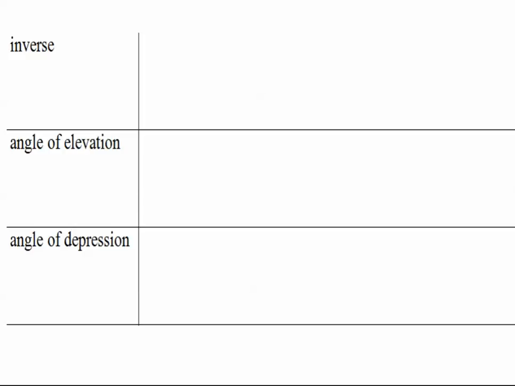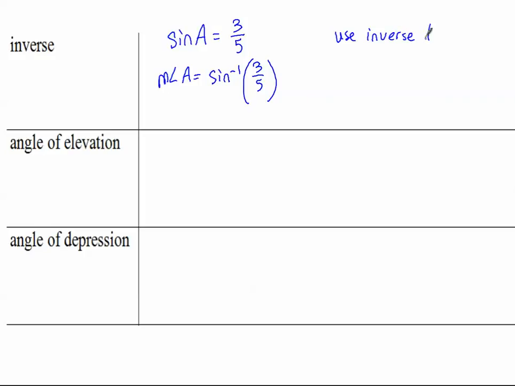We use the inverse. That's when we say sine to the -1 of some ratio, or cosine to the -1 of some ratio. That's when we want to find an angle measure. We want to find the measure of an angle, we do the inverse sine. Let's start with writing what it would look like. So if I said the sine of A equals 3 over 5, I want to find the measure of angle A by doing the inverse sine of 3 over 5. We use inverse to find angle measures.